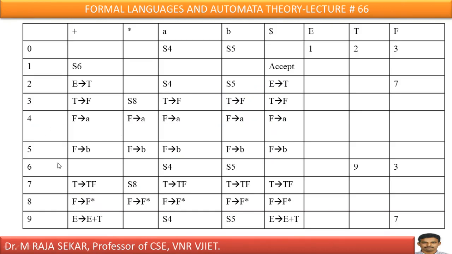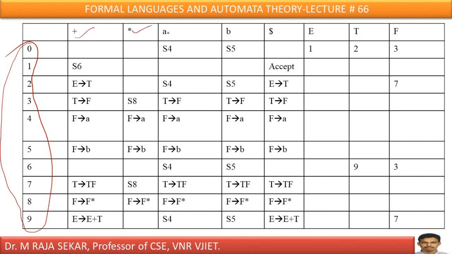Now I am constructing a table. How many items have we got? Totally 10 items, named I0 to I9. Just right, I am writing this I0 to I9. And what are the terminals in this grammar?